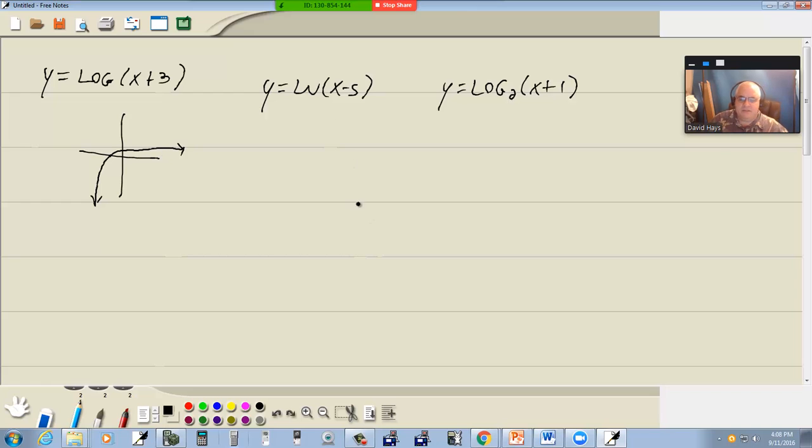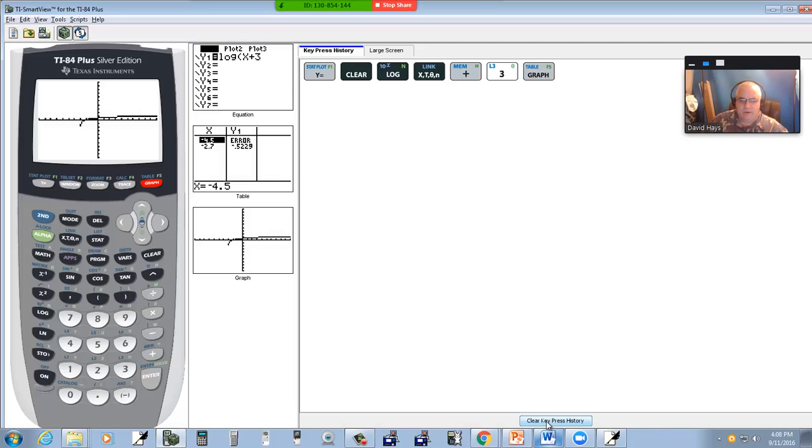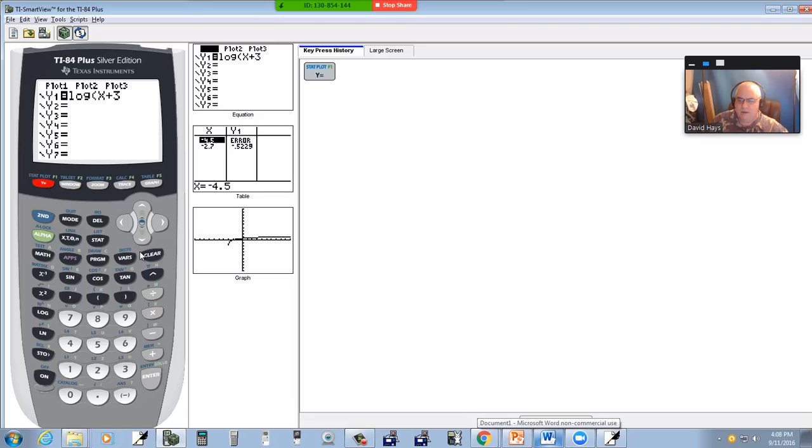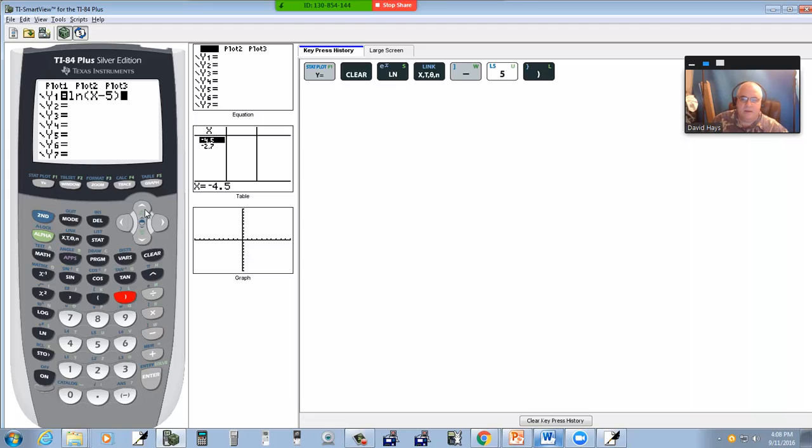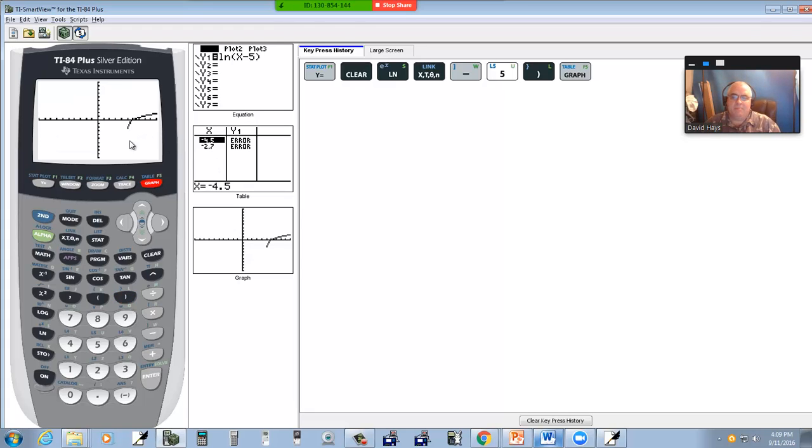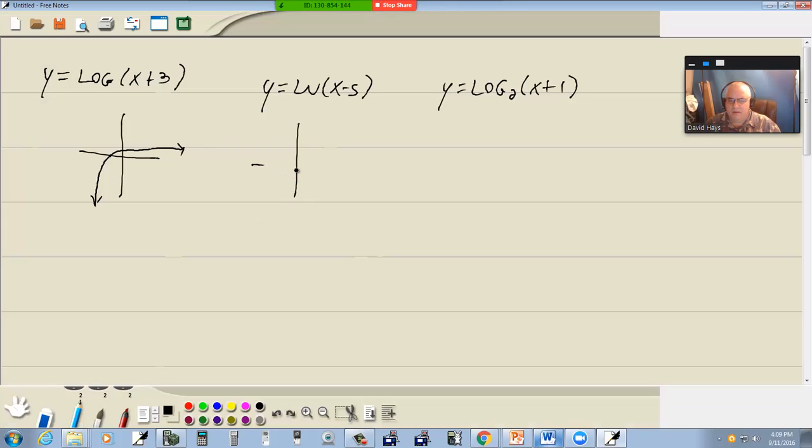Now natural log of x minus 5. If I go to y equals, clear, and then natural log of x minus 5, and then graph. Now again, these never just stop. This keeps going forever. So it'll look like that, more or less. Now we have a log button, that's base 10. We have an ln button, that's base e. This is base 2. We don't have a base 2 button.